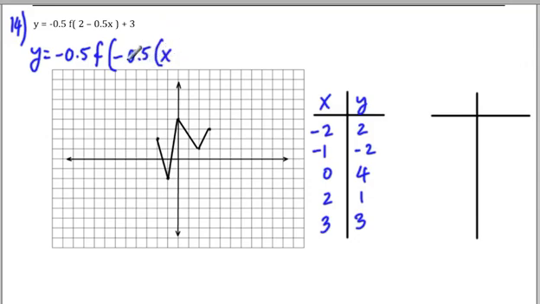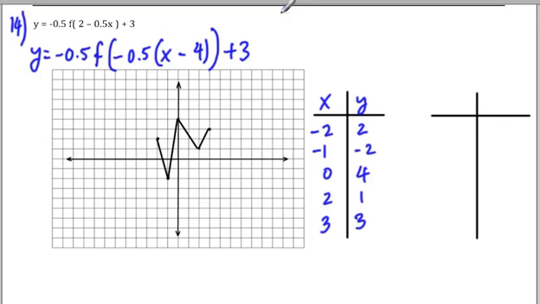And it's negative 0.5 times what will give you positive 2. So negative 0.5 times negative 4 will give you positive 2 right there, plus 3.